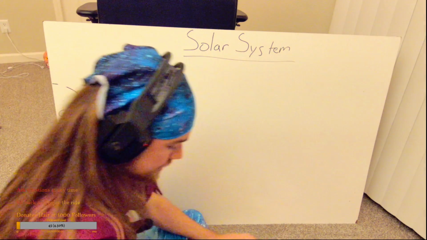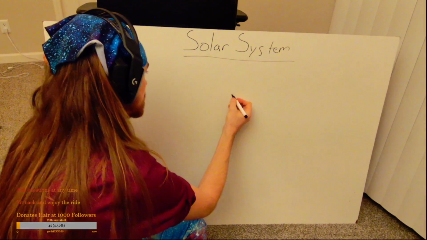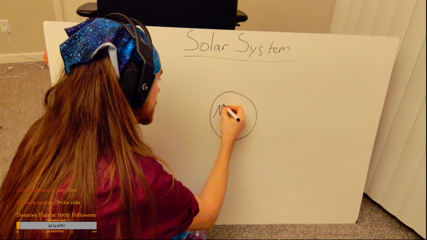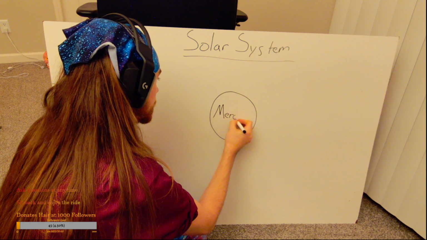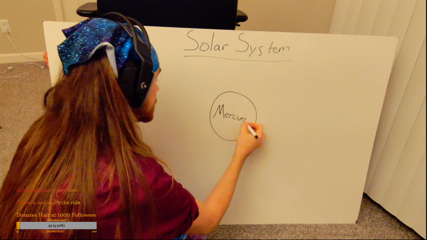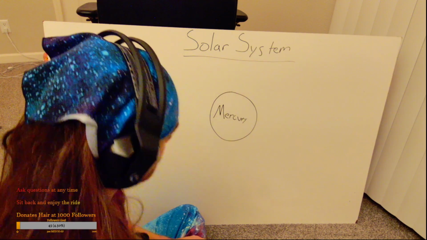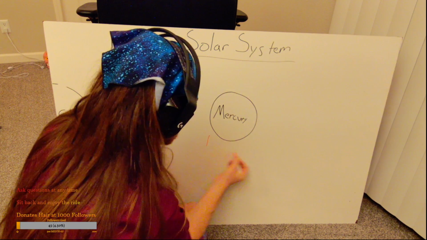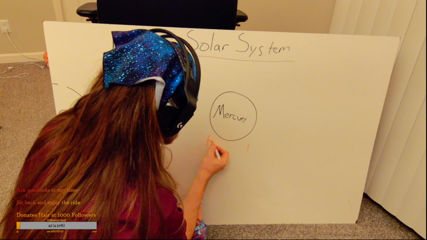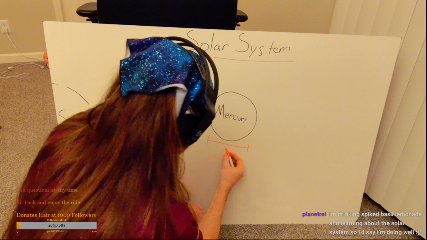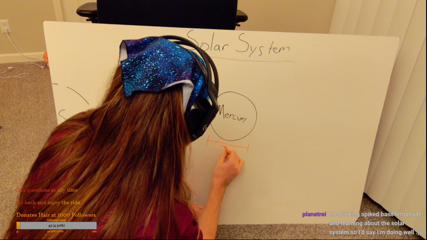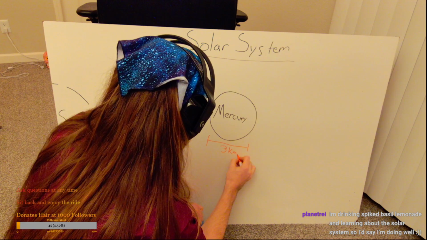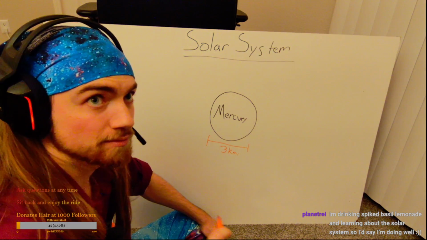Okay, so let's just draw out our first dude. Mercury. Okay, some things to talk about with Mercury. Its diameter, so from one edge to the other edge, if it was just a nice circle like we have it here, is what we're gonna call a nice clean 3,000 miles. Just keep it simple.